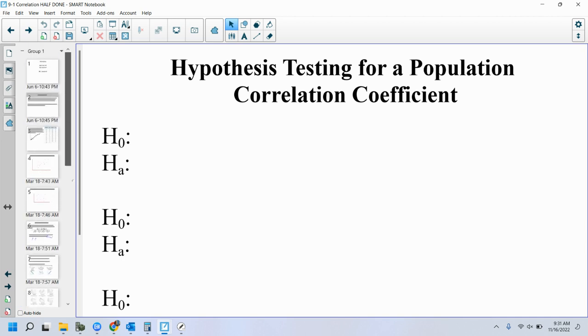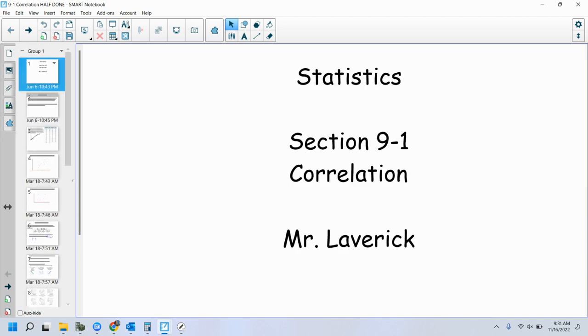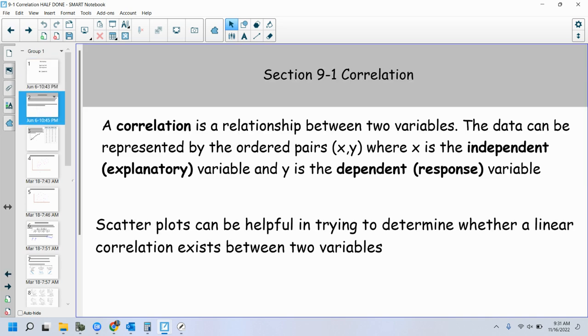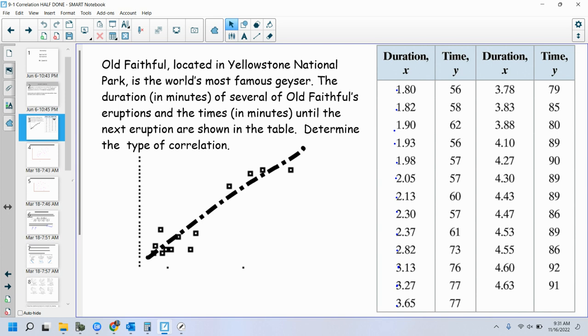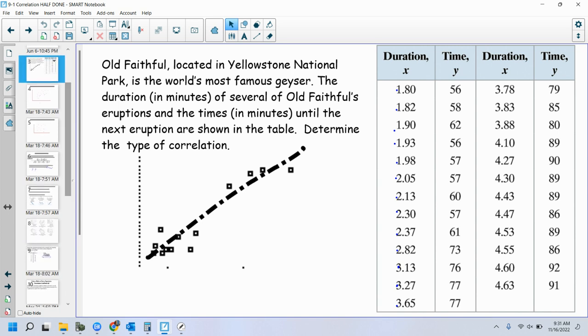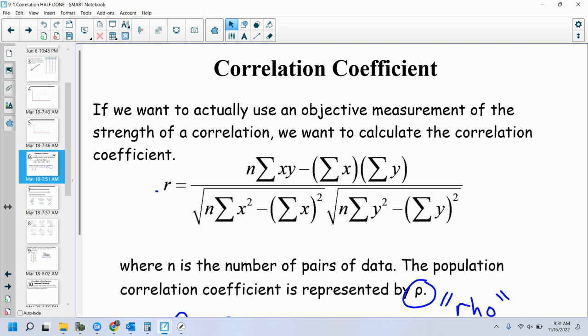This section is all about correlation, right? How two things relate to one another. We talked about the definition of correlation. We talked about making a scatter plot and being able to do that on our graphing calculators. Then we introduced this thing called R.